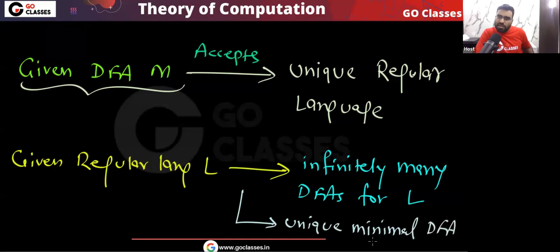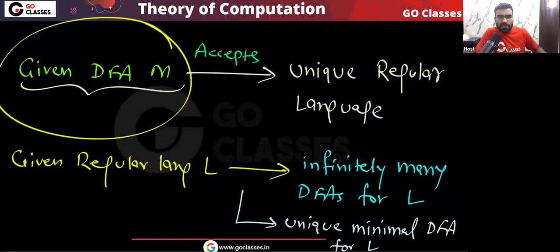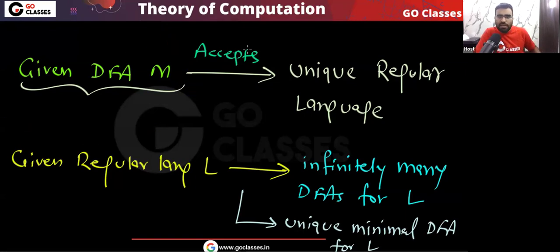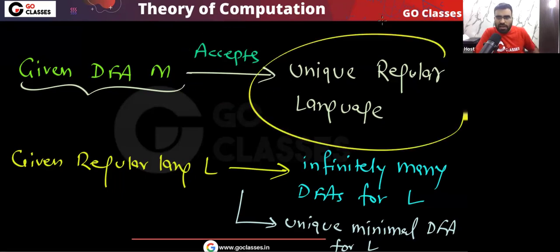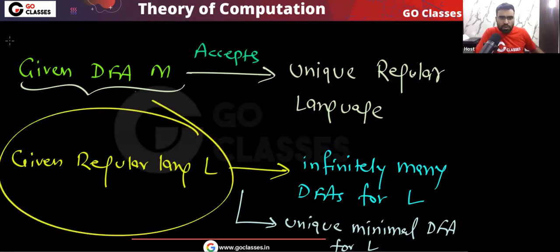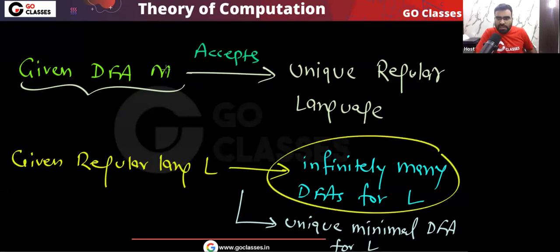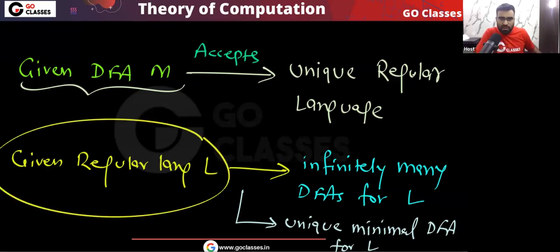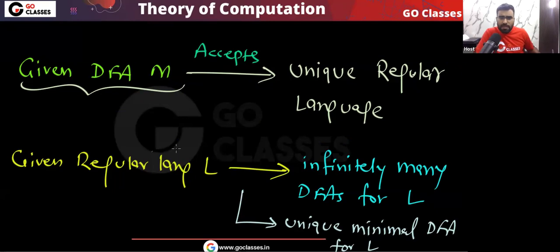There will be a unique minimal DFA for L. Okay, is this point clear? Please tell me. So this is the note. If I give you a DFA, this will accept a unique regular language. But if I give you a regular language, then you can create infinitely many DFAs for this regular language L. But remember, for this regular language L, there will be exactly one minimal DFA. I hope all these points are clear.